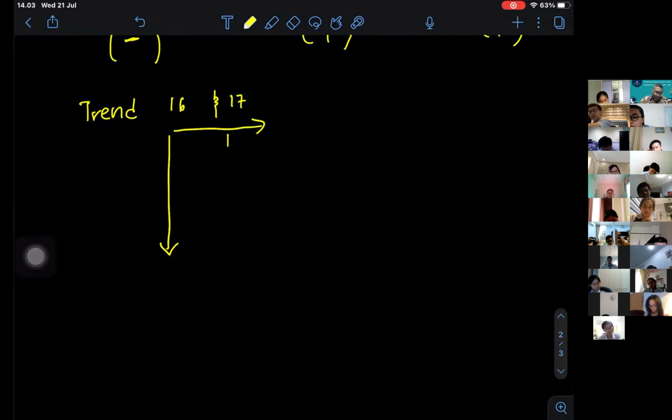When you look at the trend, the first thing you need to take note of is that there is no clear trend. But when you look at certain portions, between here and here, you can derive some sort of conclusion about the trend.